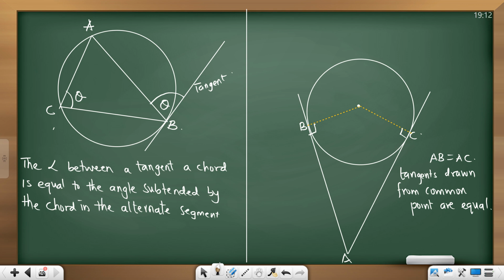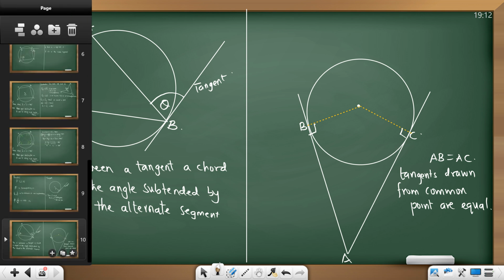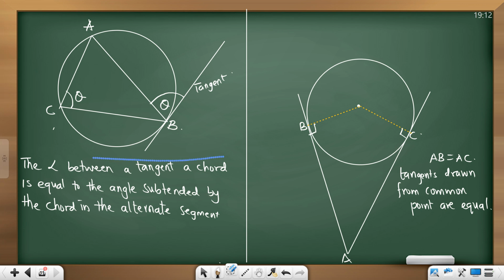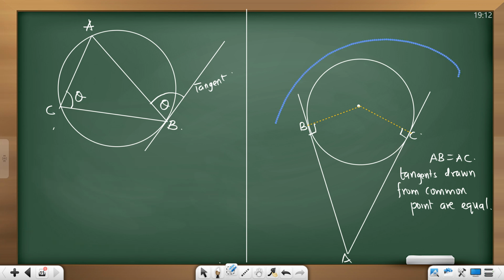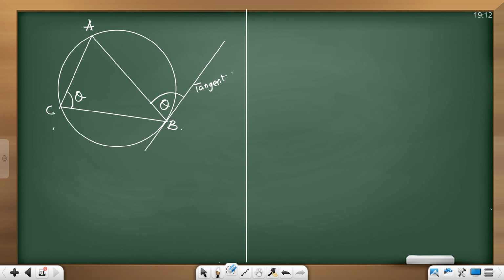Sweet. Proof of tan chord. Let's prove tan chord. Let's call this P. Prove that angle ABP is equal to angle ACB.